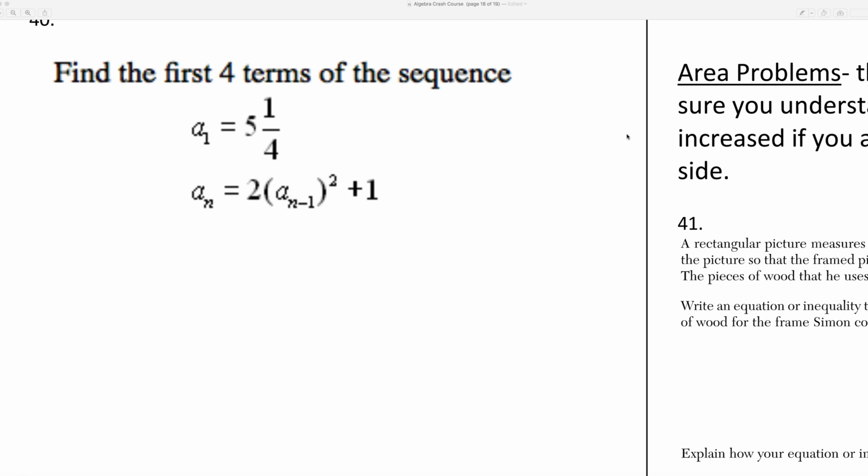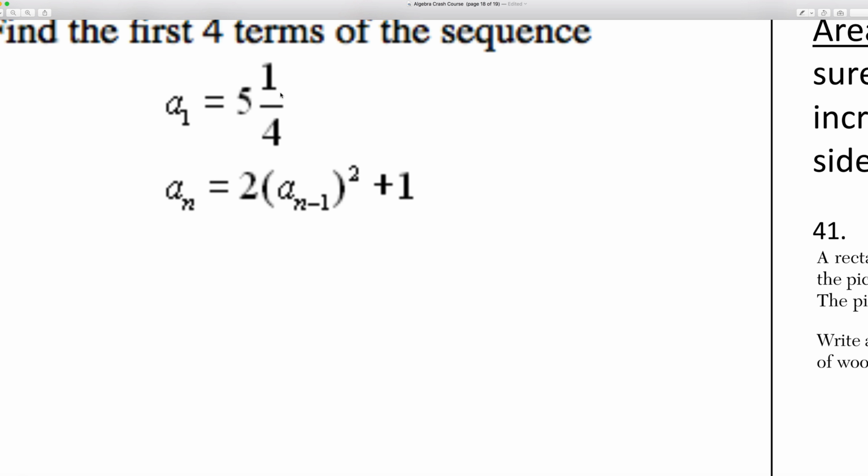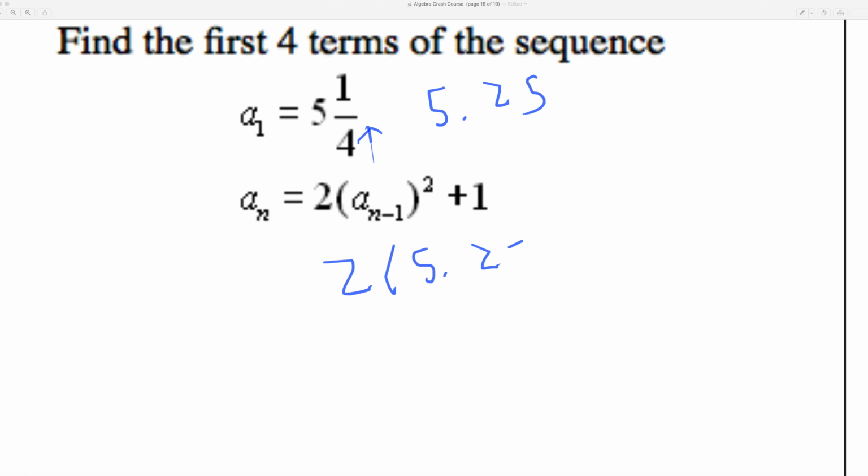Recursive sequences, right? So students have a hard time with this also. You just use the previous term. It's not really complicated. You have, this is 5 and a fourth. That's weird. Just make it 5.25. But you have this a_n minus 1. I don't know what that means. So you just plug in this previous point. It's 2 times 5.25 plus 1 equals something. What does it equal? It equals 10.5 plus 1 is 11.5.